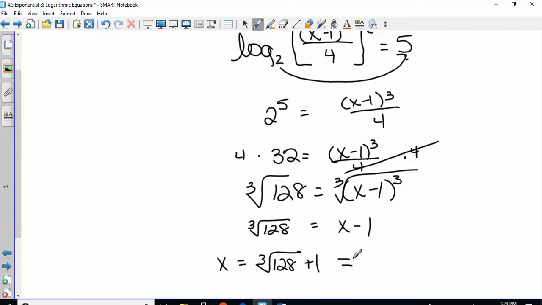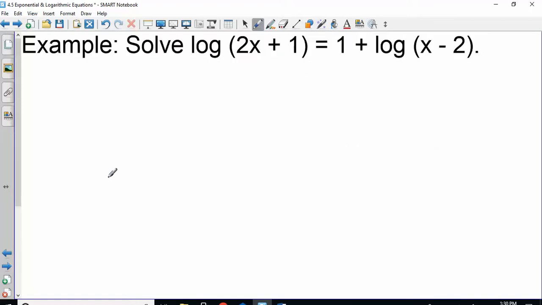Yesterday we kind of got in the habit of giving these as decimal answers, so let's just go ahead and give this as a decimal answer. We get 6.0397. So far, so good. Let's try this one.